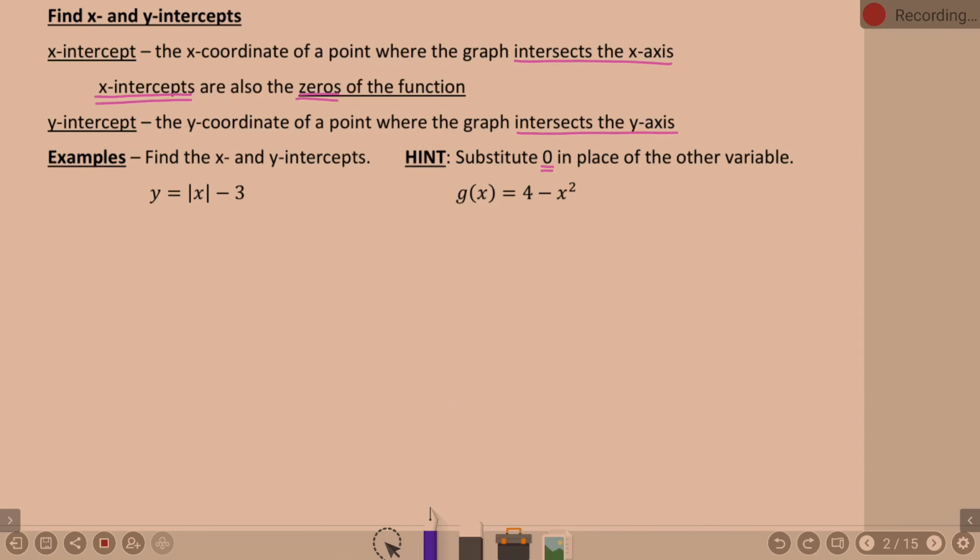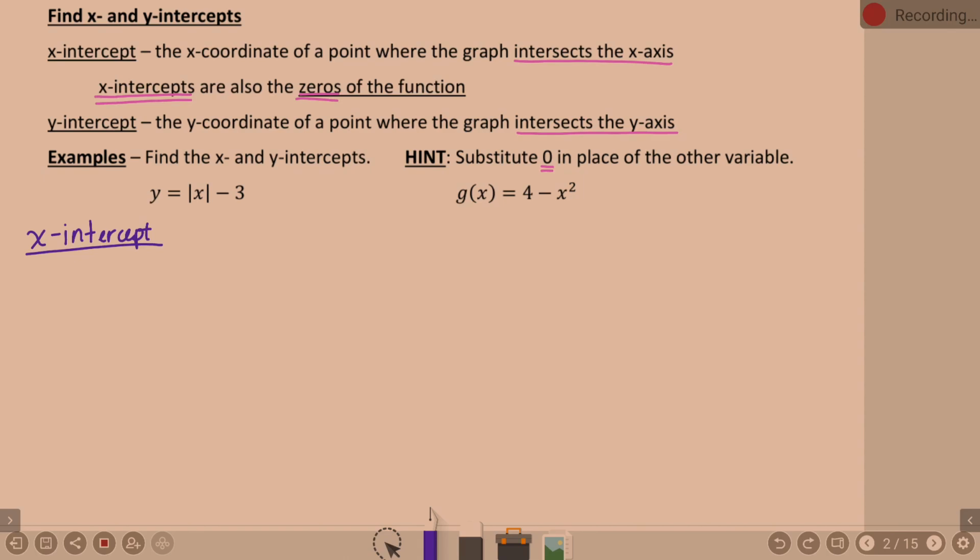So let's start over here. Our first example is y equals the absolute value of x minus 3. We could start either way, but I'm going to start us with finding the x-intercepts. Intercepts, could be 1, could be 2, who knows.